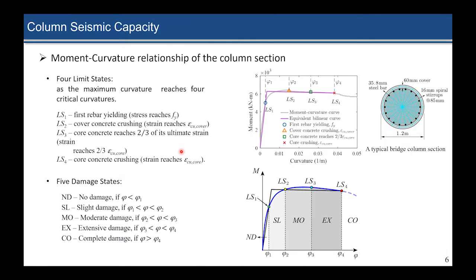For the column seismic capacity, we use the moment-curvature relationship of the column section to describe it. Here, according to strength states of rebars, cover concrete, and core concrete, we define 4 limit states and 4 critical curvatures as capacity indices. Accordingly, we could have different damage states of bridge columns. So now our purpose is to identify the 4 critical curvatures of bridge column sections along different service times with consideration of corrosion effects, so that we could establish a time-dependent probabilistic capacity model, which is a cornerstone for fragility analysis.